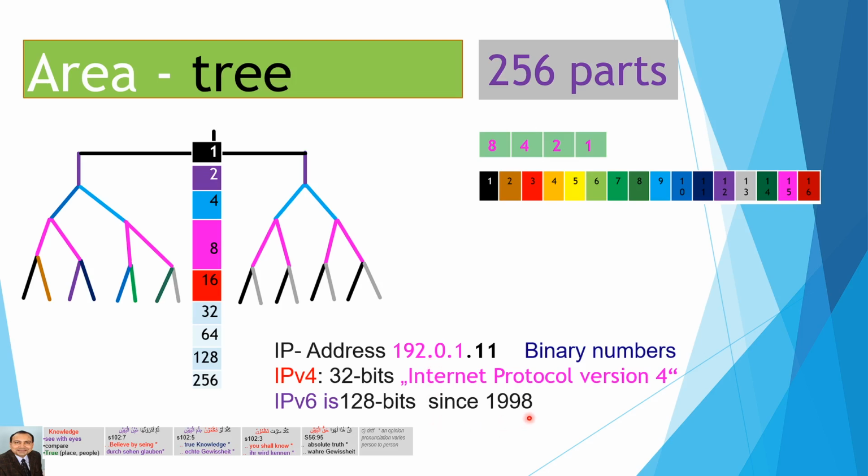Since 1998, the new version, protocol 6, is also used, which is 128 bits of data. 4 bits is half a byte. In 4 bits you can present 0 to 15, 16 states.